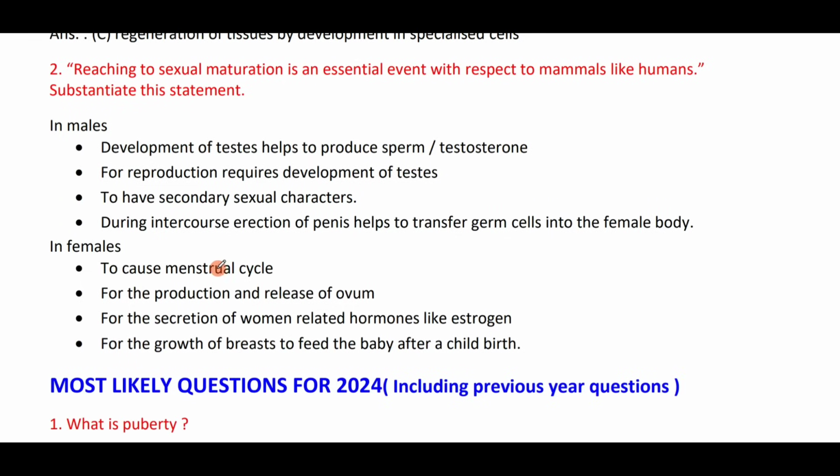In females, sexual maturation causes the menstrual cycle for the production and release of ovum, the secretion of women-related hormones, for example estrogen, and the growth of breasts to feed the baby after childbirth.